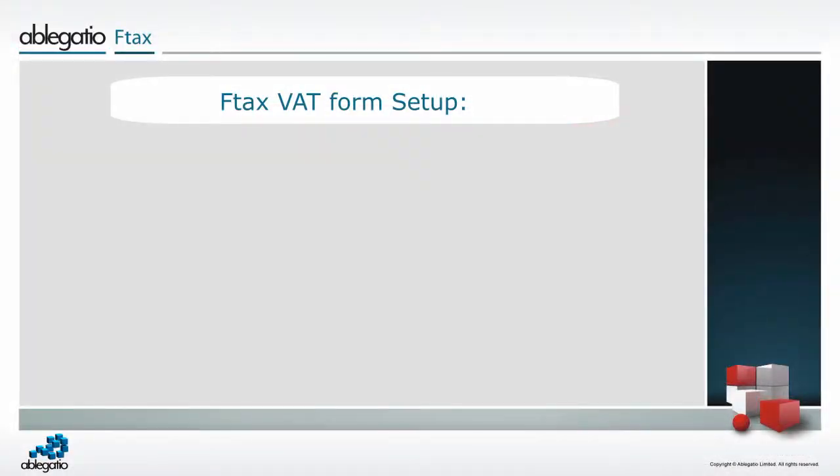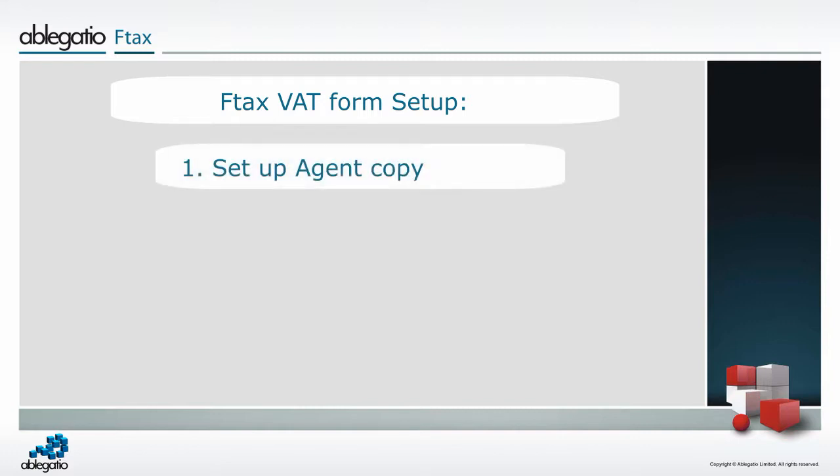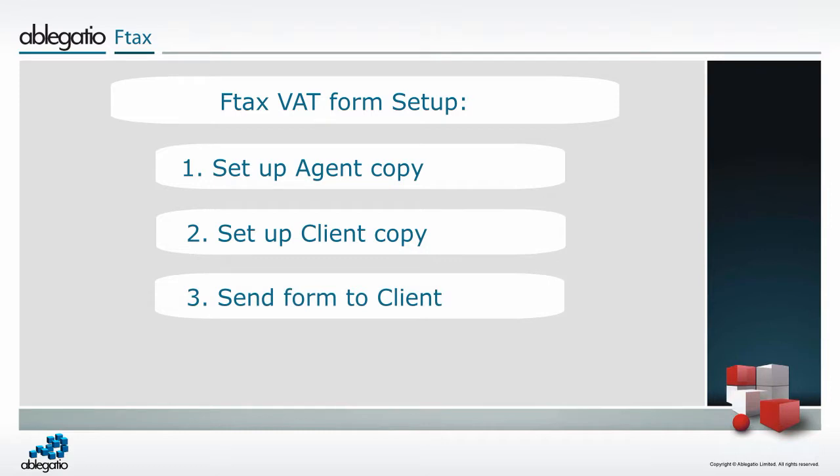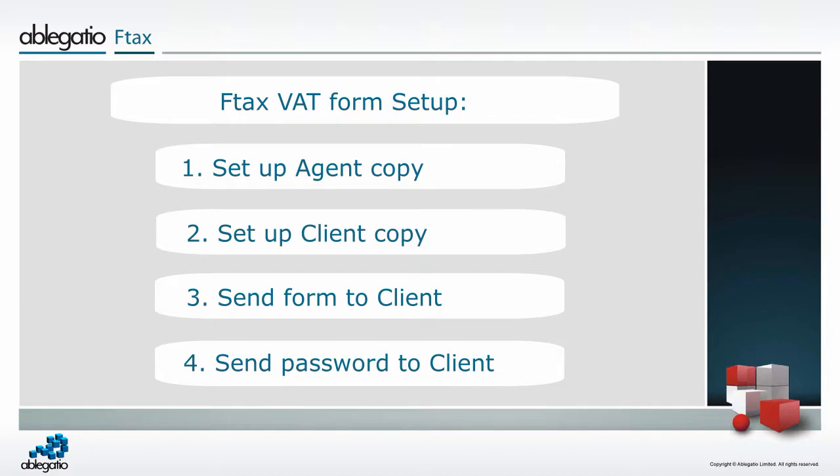To set up the F-Tax VAT form, unless your client is completing the form entirely by themselves, you should set up an agent copy. Unless you are completing the form entirely on behalf of the client, you should then set up a copy for your client, send the client a copy, for example by email, and give the VAT form password to the client using a different means, for example, telephone.